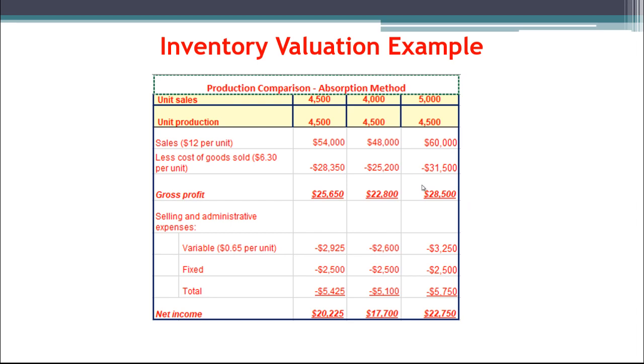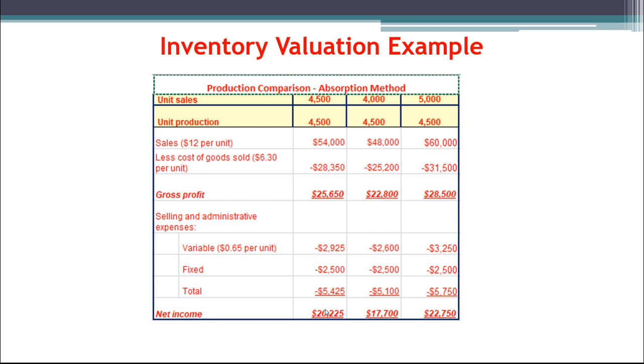So why does this matter? Let's look at the absorption method. We're comparing sales to units produced. Now, I will say, if we sell every single unit we produce that period, there's not going to be any difference whatsoever, net income-wise, between the two methods. The difference only comes up when we sell a different number than what we've produced.